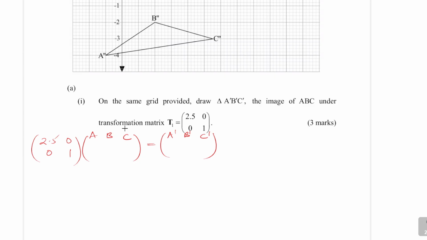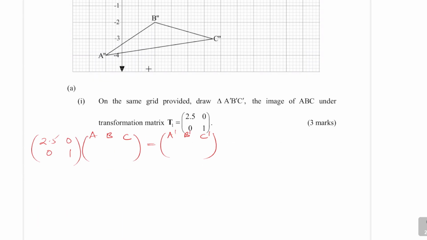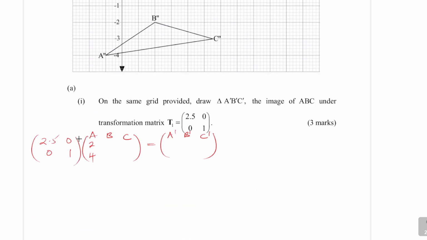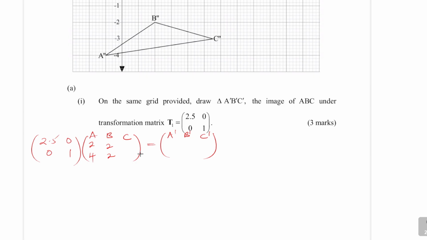So we get the coordinates of ABC. From the figure you can read the coordinates. A is given by 2, 4. Then the coordinates of point B are 2, 2. The coordinates of C are 4, 3. So now we multiply these. The matrix of transformation T1 should come before. So you know how to multiply these.